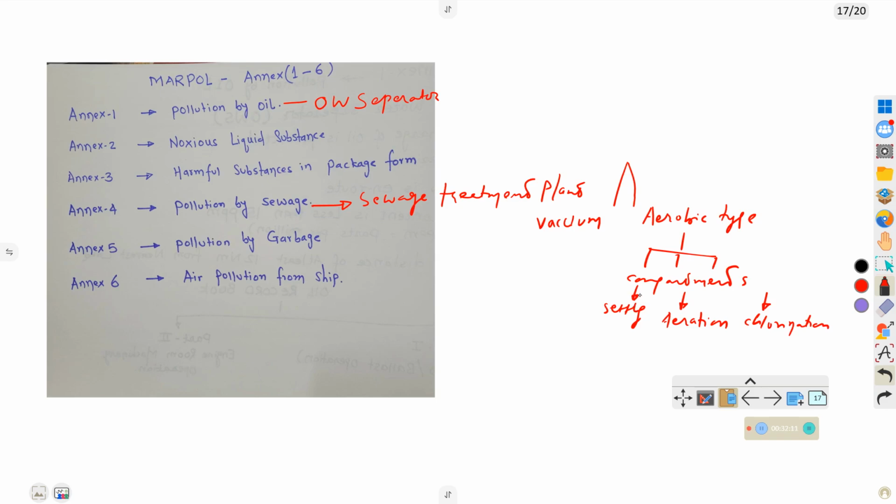So what is this settling? Whatever sewage is coming goes to the settling tank, then it overflows and goes to the aeration tank. In the aeration tank, what happens? There are aerobic bacteria. They eat the sewage and convert it into small particles, and after aeration it goes to the third chamber where it is chlorinated, meaning we put chlorine tablets in that.